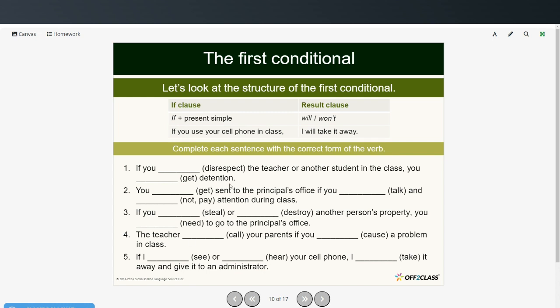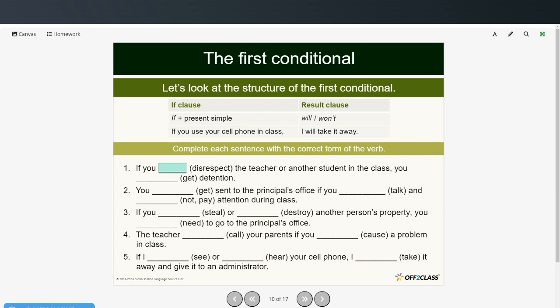And it's important to note that the if clause doesn't always have to come first. Sometimes the result clause will come first, followed by the if clause. So just pay attention to that and make sure that you get the right verb tenses. So you can pause the video, try that on your own, and then restart when you're ready to check your answers.